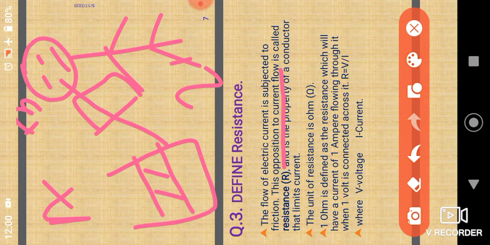Suppose before that, 2 ampere current is flowing. So after this stone comes into the picture, how much current is going to flow? Instead of 2 ampere, only 1 ampere. Or else, depending upon the weight of the stone, whether it is bigger or lower. So same thing is written: opposition to current flow. We are doing one opposition to current flow. That opposition is called resistance.